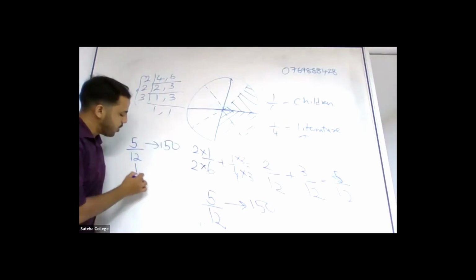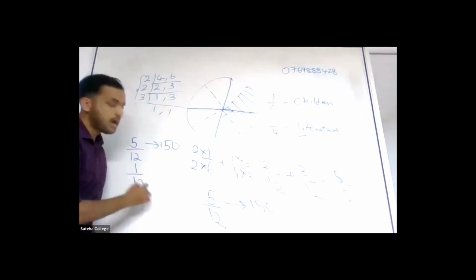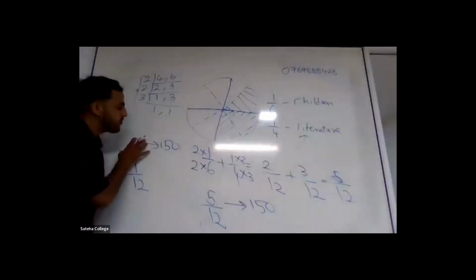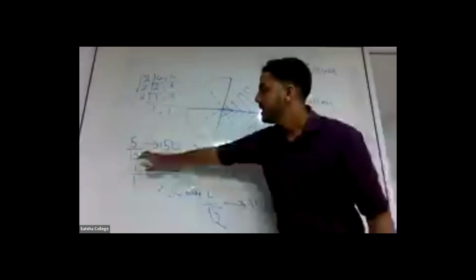That means in your mind, first you have to find what? One part. How many books is one part? If 5 parts is 150, how do you find the number of books in one part? Divide, right? So 5 parts is 150 books, one part is 150 divided by 5. How many books? 30 books.